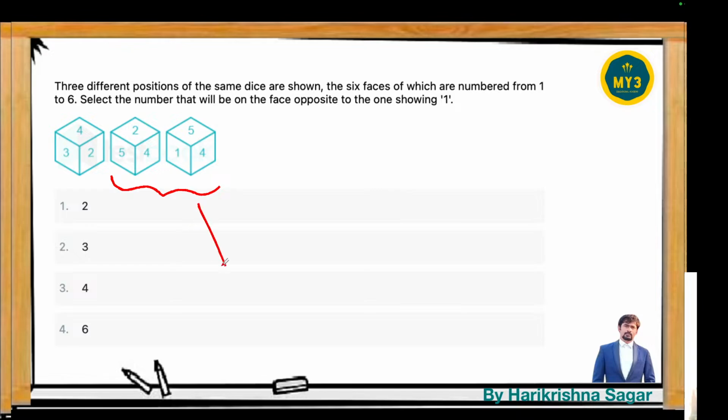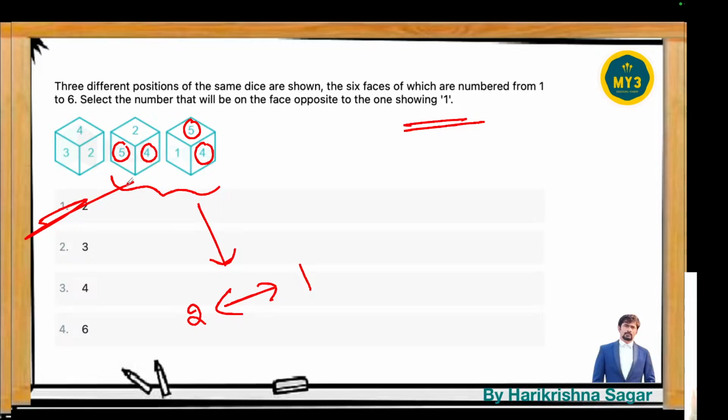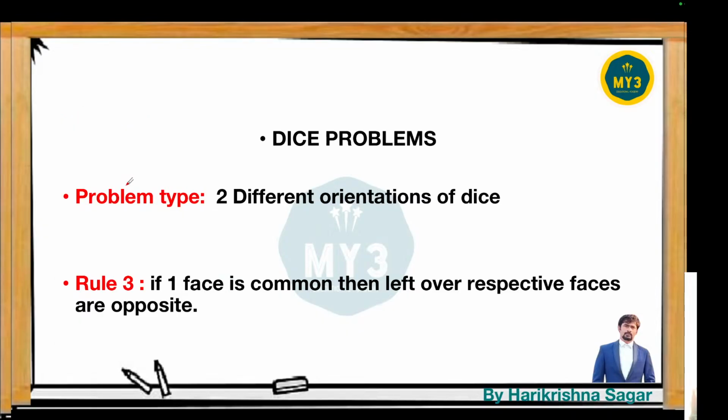If you look at these 2 dice, what are common here? You can observe 5, 4, 5, 4. These 2 faces are common. Because 2 faces are common, the leftover term 2 will be opposite to 1. So they are asking what is opposite to 1, mark the answer as 2. That's simple. Moving forward to rule number 3.